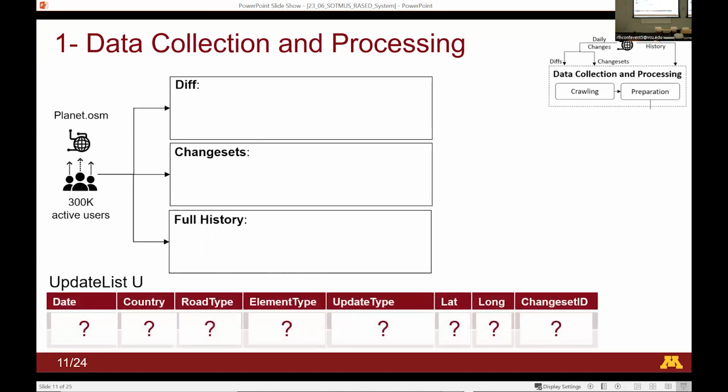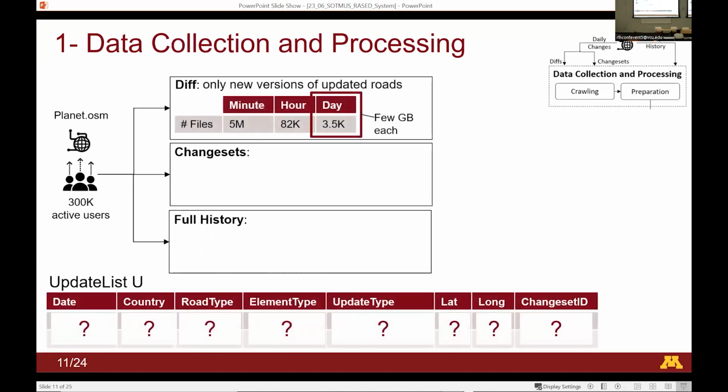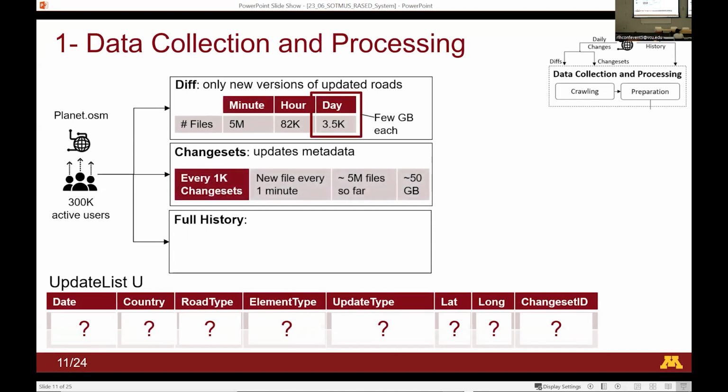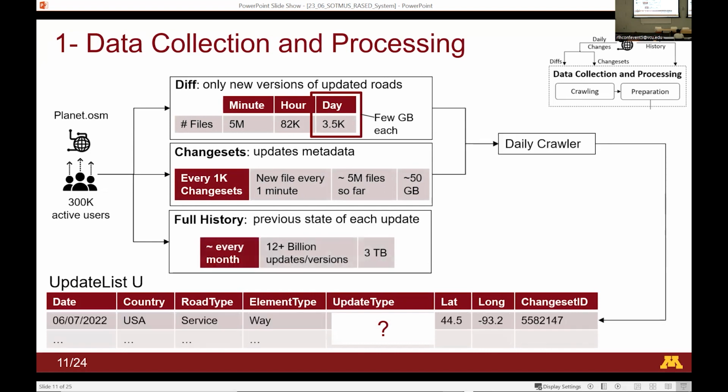And I think most of us are familiar with those data. So we get the daily diff, we get the changesets every day. And from those, we can construct those columns for the table. So we get the date and country, what element type, and the changeset ID. For those who don't know the diff data, it's a daily file prepared by OSM that shows the elements that have been updated compared to the day before. So we collect that every day.